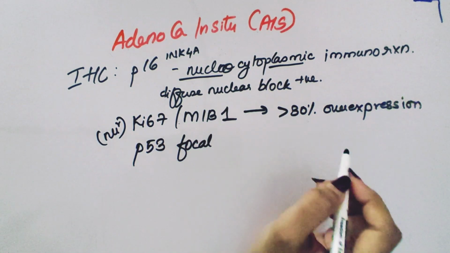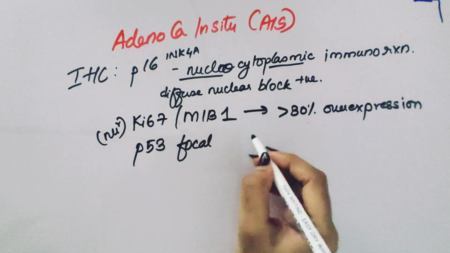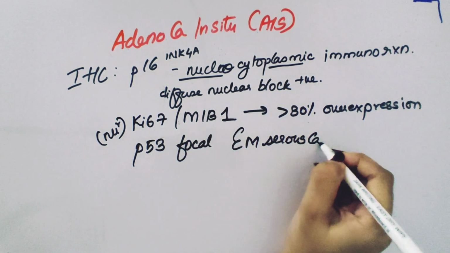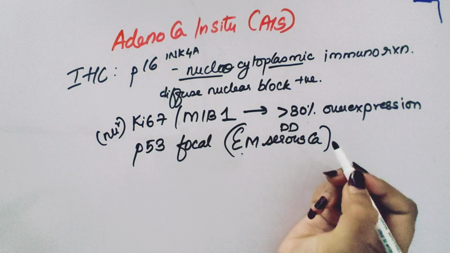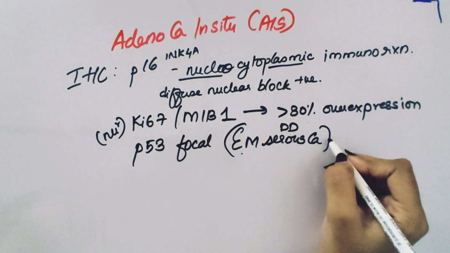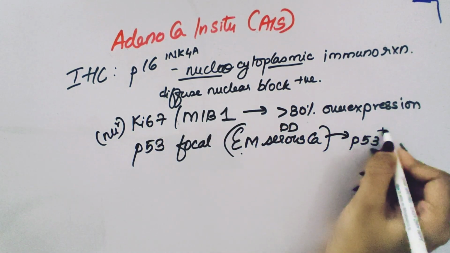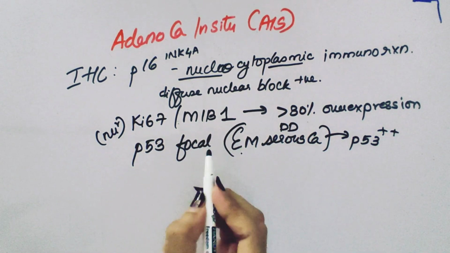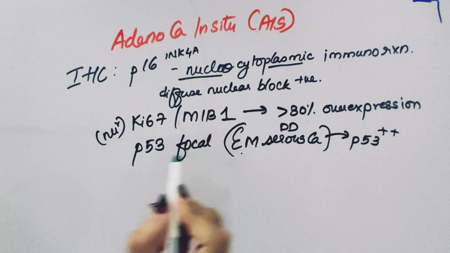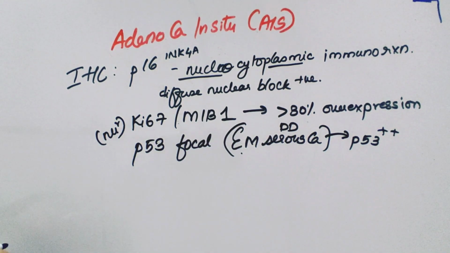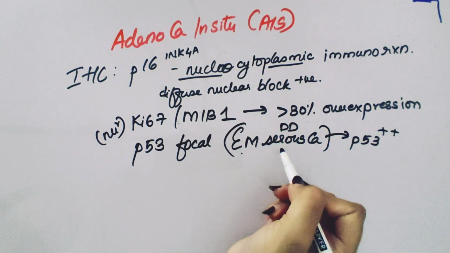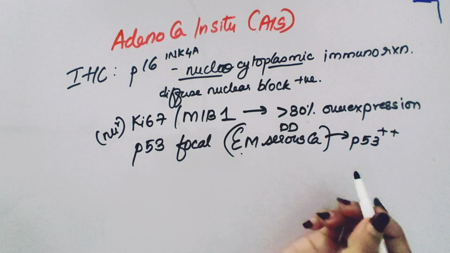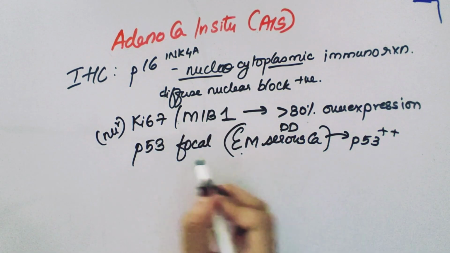Why? Because the main DD of adenocarcinoma is endometrial serous carcinoma. In endometrial serous carcinoma, there is strong P53 expression. So this is how you differentiate it from endocervical adenocarcinoma, because here there is only focal P53 expression. And why will you keep it as a DD? Because the endometrial serous carcinoma can extend down to the endocervix, and at that time your DD is endocervical adenocarcinoma as well as the endometrial carcinoma which has extended to the cervix.